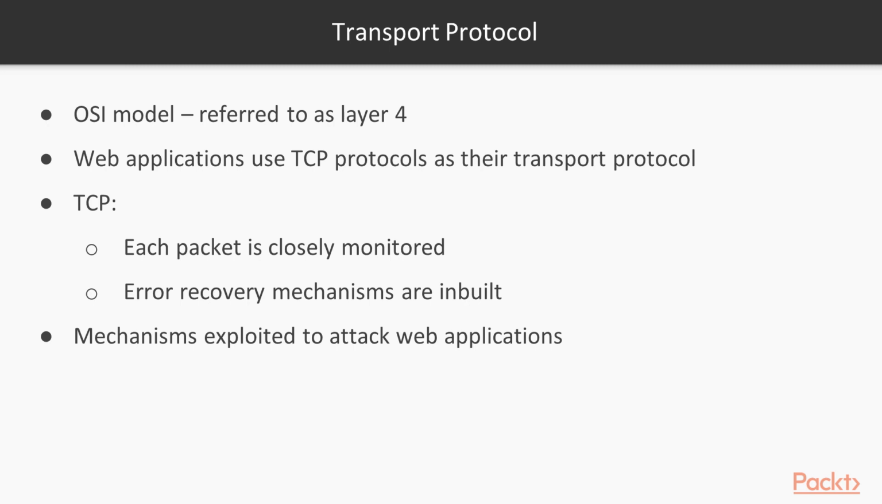Let's see the transport protocol. In the Open Systems Interconnection model, that is the OSI model, the transport layer is commonly referred to as Layer 4. Web applications use TCP as their transport protocol because of its reliability. In TCP, that is Transmission Control Protocol, each packet is closely monitored, and error recovery mechanisms are built in, which is very useful in case of a communication failure. These mechanisms are exploited to attack web applications.